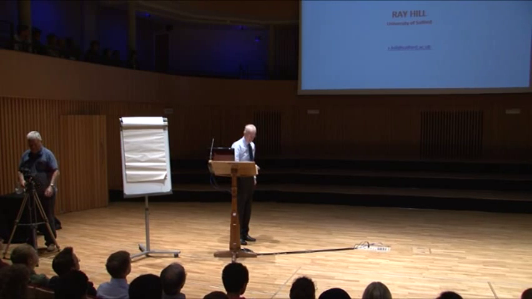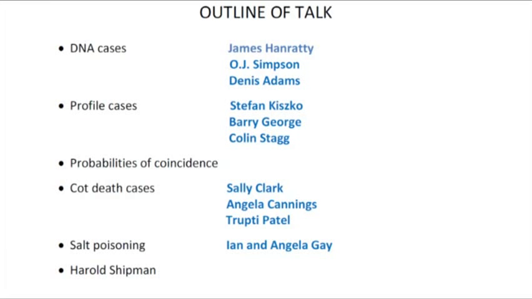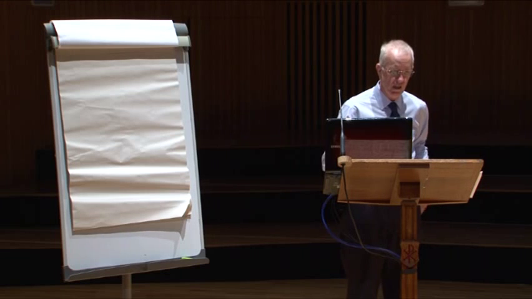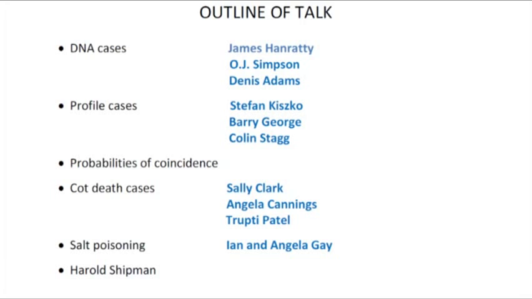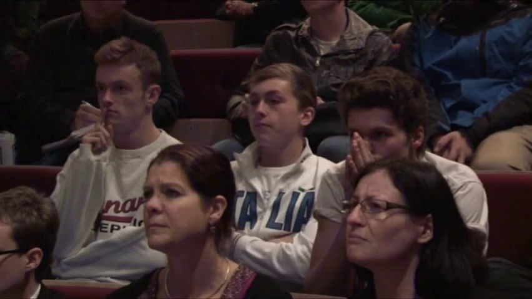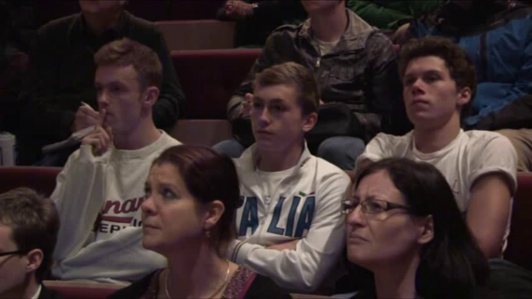Here's an outline of my talk. I'm going to start with some DNA cases because they provide good illustrations of the various fallacies which can arise when probabilities are discussed in court. Then I'll look at some profile cases. These are cases where the accused don't necessarily have any direct connection with a crime, but where they've had an appropriate personality or behavioural profile.